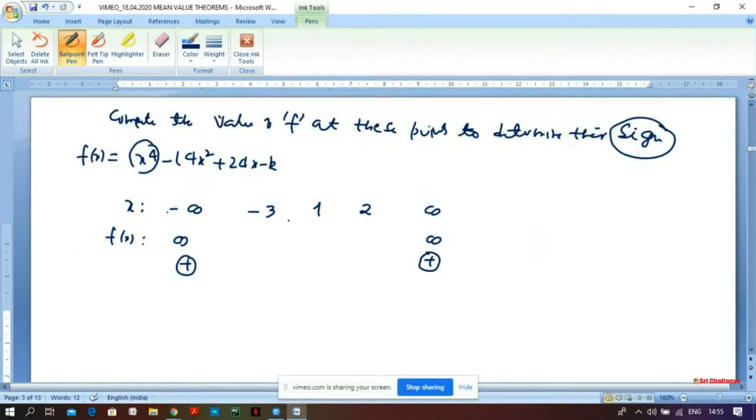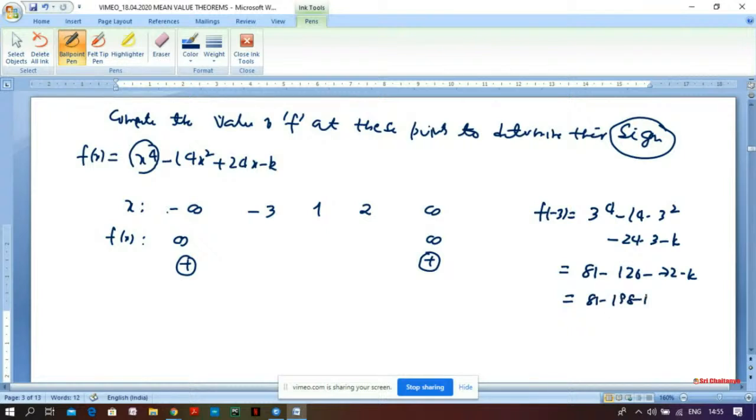Now f of negative 3, if you compute, you will get 3 to the power 4 minus 14 into 3 squared minus 24 into 3 and minus k. So I will get 81 minus 126 minus 72 minus k. So now 81 minus 198 minus k. So that is negative 117 minus k. So I'm getting this value as negative 117 minus k.